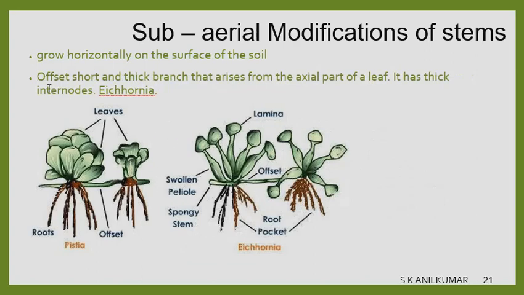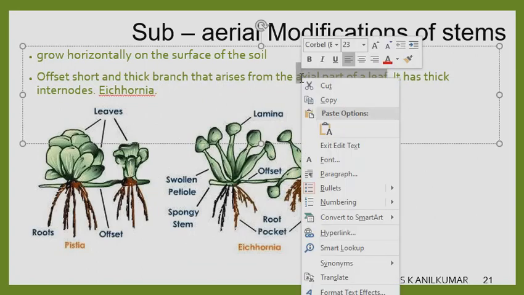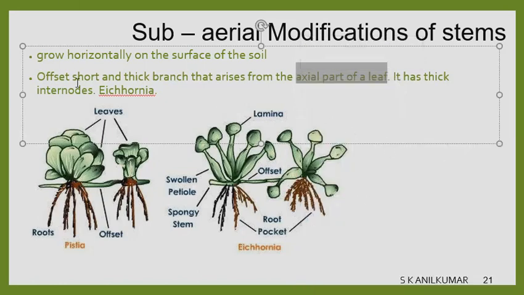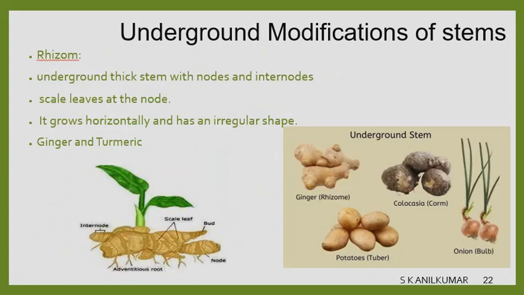Now here, a short and thick branch arises from the axillary part of the leaf. Right? At the nodes, the branch arises. The axillary part is the node. Eichhornia is an example. A new branch. So the petiole is there and this is an offset. It is called the offset. From the axillary part, from the node, a branch arises. These are the subaerial modifications of stem.